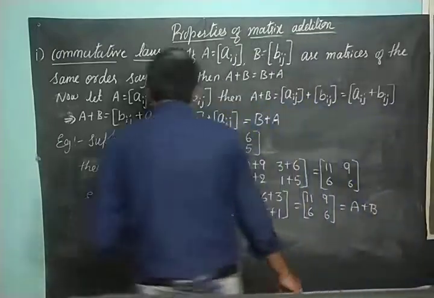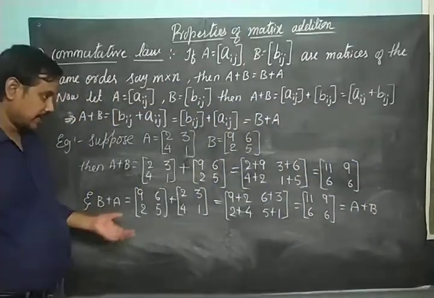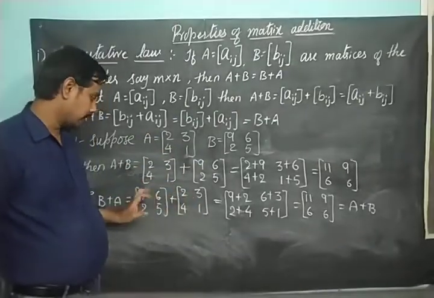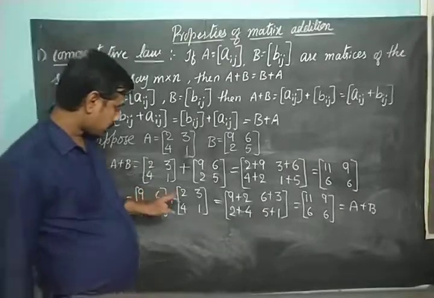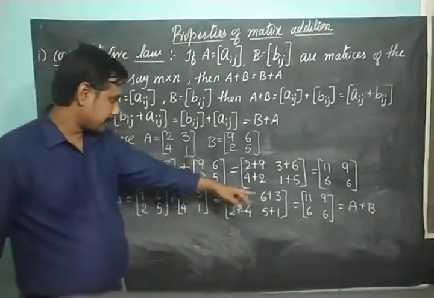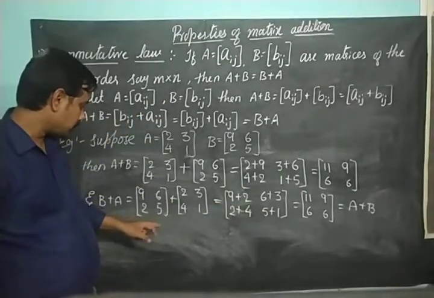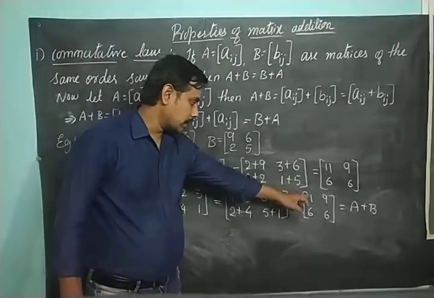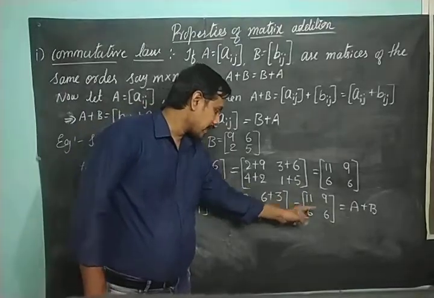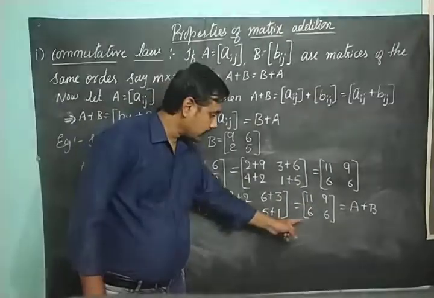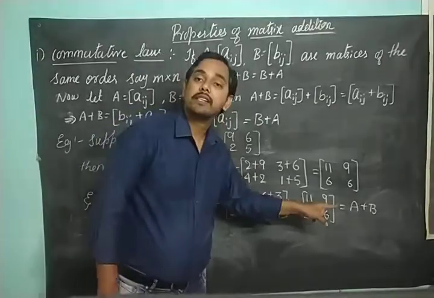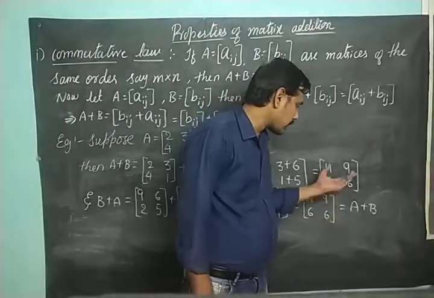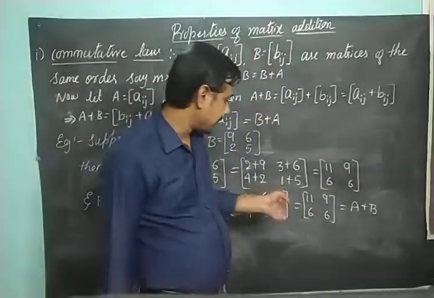Now let us check what we will get from B plus A. B is 9, 6, 2, 5. A is 2, 3, 4, 1. B plus A will be 9 plus 2, 6 plus 3, 2 plus 4 and 5 plus 1. So what will be 9 plus 2? 11. 6 plus 3? 9. 2 plus 4? That is 6. 5 plus 1 is 6 as well. So is it not equal to A plus B? Definitely it is equal to A plus B.